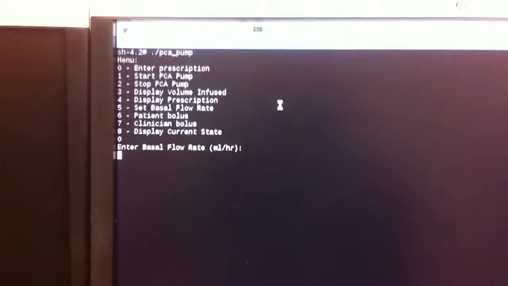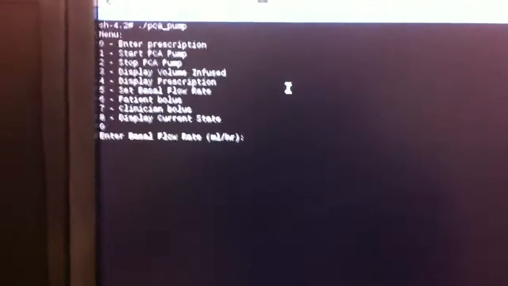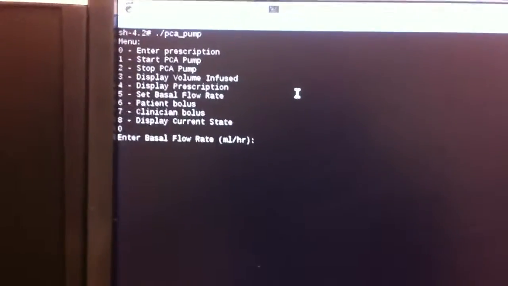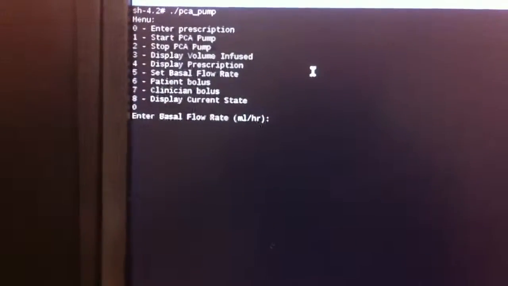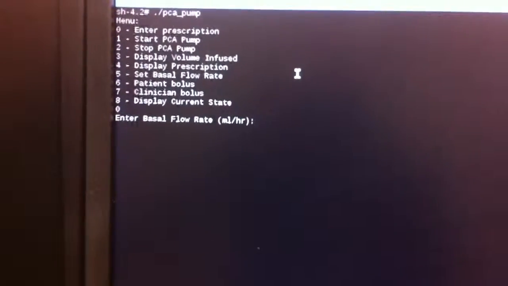So here is the PCA pump console on Linux, and in order to start I need to enter a prescription. The first parameter is the basal flow rate, because the pump works in three modes. The first mode is continuous infusion, which is the basal flow rate, and the other is the patient bolus, because the patient can request additional boluses of the drug if he needs so. And the third one is the clinician bolus, so the clinician can issue some additional infusion in addition to the patient bolus.